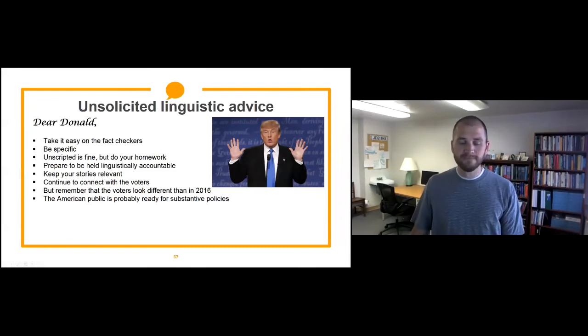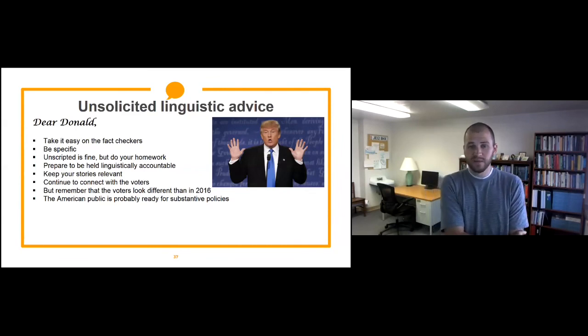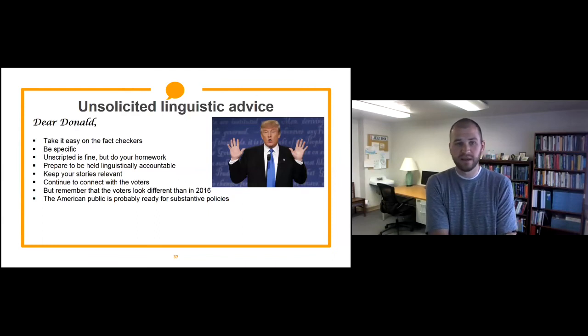So Donald Trump makes it hard for fact checkers, and the public likes fact checking. So maybe it would be good if he helped the fact checkers out by being specific, precise, and offering some linguistic accountability. Unscripted seems to work. People seem to resonate with that, at least some people, but also coming prepared in case he is in a position where he's asked to be specific. He would want to be prepared and not go off the cuff entirely. Stories seem to be effective, but keep them relevant, Donald.